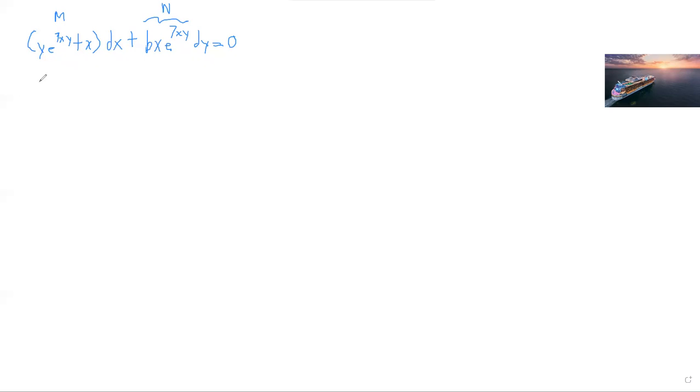Okay, so let's just write that down here to be even more explicit. I don't really like to skip steps. M is y e to the power of 7xy plus x. Yeah, that's M. So to be exact, M sub y has to equal N sub x. M for monster sub y has to be equal to N for Naruto sub x.